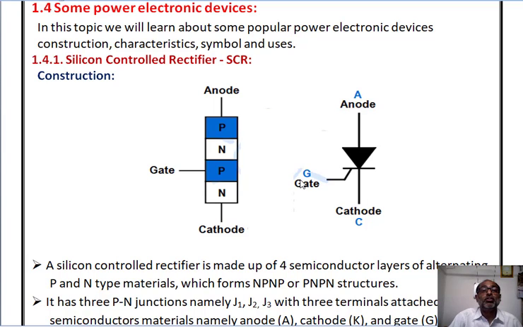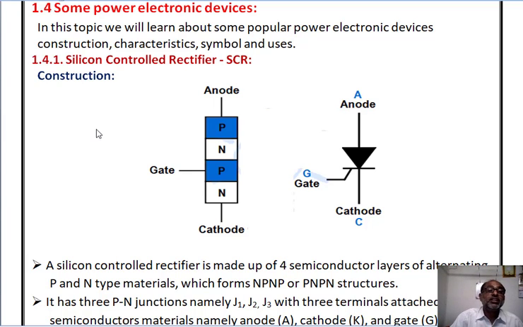Some power electronic devices. In this topic, we will study some popular power electronics devices. Here we can see the construction, characteristics, symbol and different uses of the power electronics devices. First, the silicon controlled rectifier, which is known as an SCR, and it is the most important power electronics device.